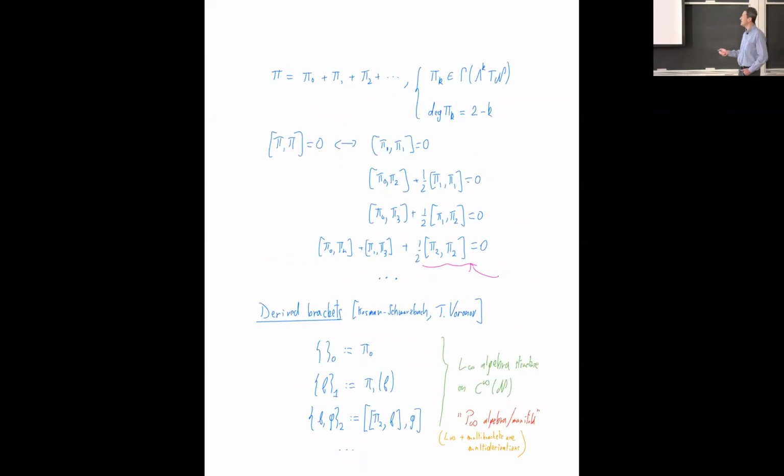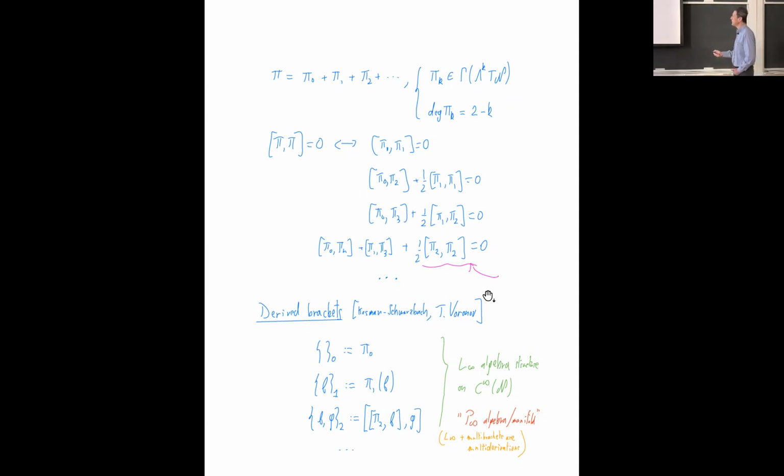So that means that this pi now will be a sum of a function, a vector field, a bivector field, and so on. So we denote by pi k the k-vector field in this linear combination, and the condition is that the internal degree of the k-vector field is 2 minus k. Okay. Now the condition that pi commutes with itself corresponds just to all these conditions. Okay, pi 0 commutes with pi 0, but this is trivial. Then pi 0 commutes with pi 1, pi 0 bracket pi 2 is 1/2 pi 1 pi 1, and so on. And you get all these conditions.